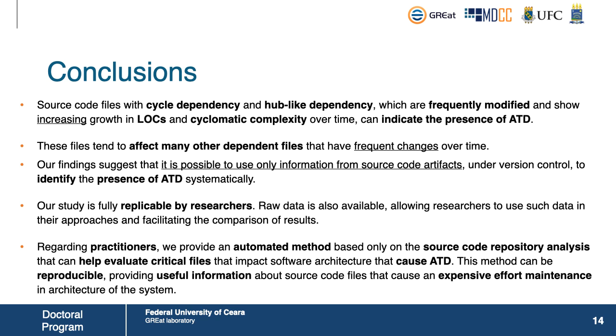Our study can be replicated by researchers, as we can see in the replication kit published on our GitHub. And regarding practitioners, we provide an automated method based only on source code repository analysis that can help evaluate critical files that indicate software architecture problems called ATD. So this method can be reproducible, providing users information about source code files that cause an expensive maintenance effort in the architecture of the system.